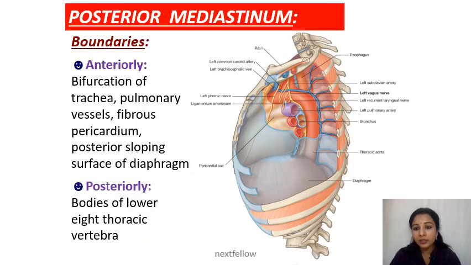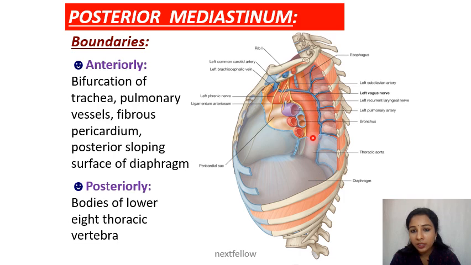So that was about the middle mediastinum. Next, the posterior mediastinum. Anteriorly it is related to the bifurcation of the trachea, which we just saw, the pulmonary vessels, the pulmonary trunk dividing into right and left pulmonary vessels, the fibrous pericardium, and the sloping surface of the diaphragm. This is the sloping surface of the diaphragm.